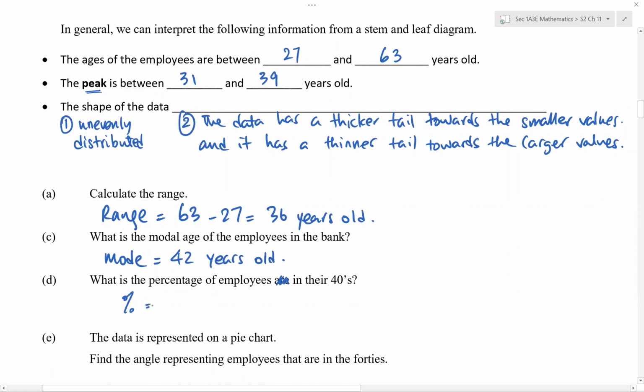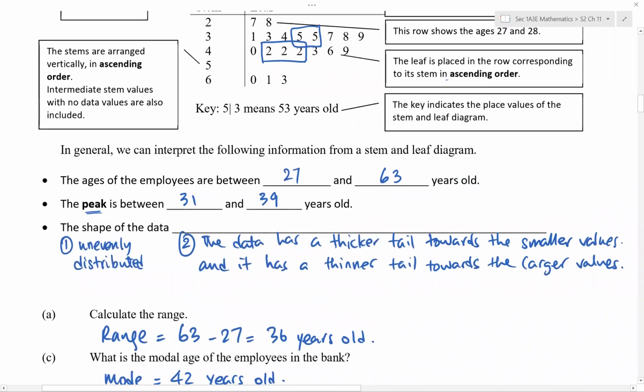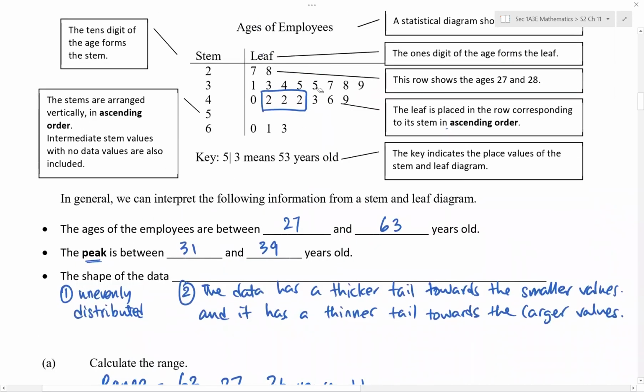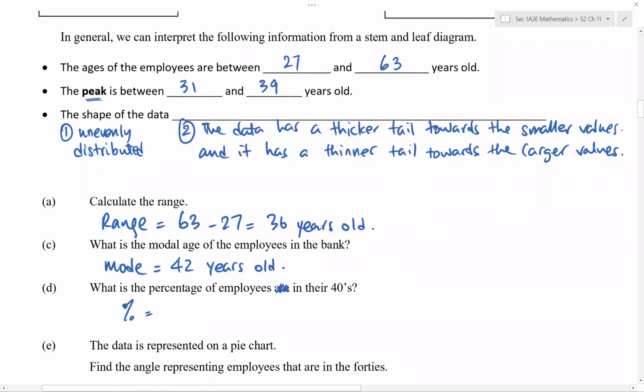So the percentage, we want to look for people who are belonging in this row. So there are 1, 2, 3, 4, 5, 6, 7 people. Please do not count the stem as one person. There are 7 people in their 40s. So percentage, seven out of a total 20 people times 100% will give us 35%.